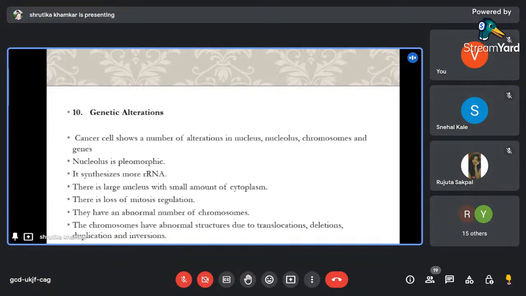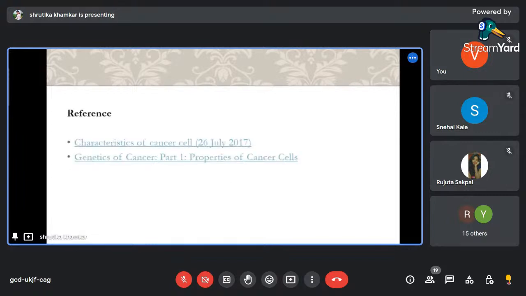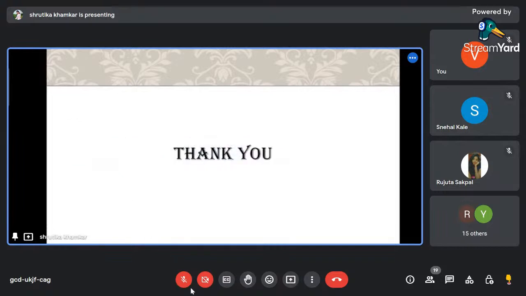Tenth property is the genetic alteration. Cancer cells show a number of alterations in nucleus, nucleolus, chromosome, and gene. Nucleolus is pleomorphic. It synthesizes more RNA. There is a large nucleus with a small amount of cytoplasm. There is a loss of mitosis regulation. They have an abnormal number of chromosomes. The chromosomes have abnormal structure due to translocation, deletion, duplication, and inversion. These are the references. Thank you.